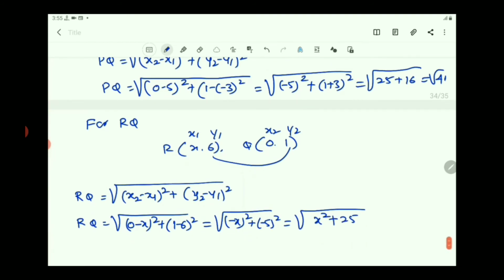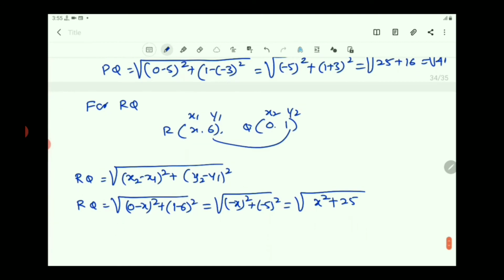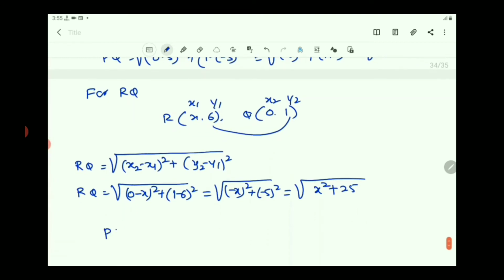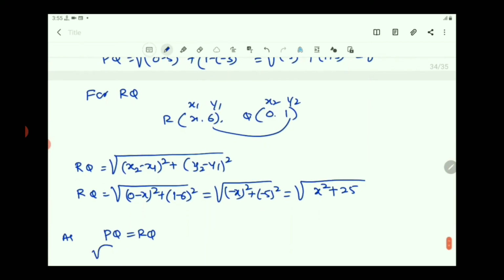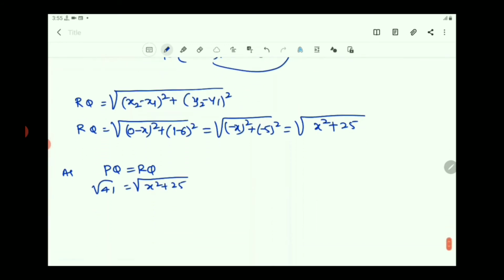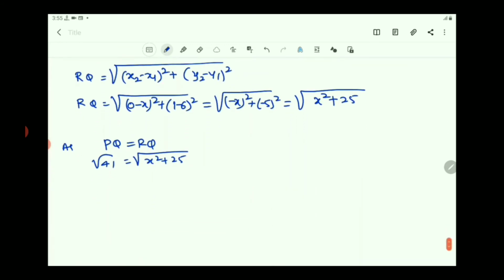So x square plus 25. It is given that PQ equals RQ. As PQ equals RQ, what is PQ? PQ is root 41. RQ is root of x square plus 25. Now you remove the root on both the sides. You will get 41 equals x square plus 25. That is nothing but x square plus 25 equals 41.